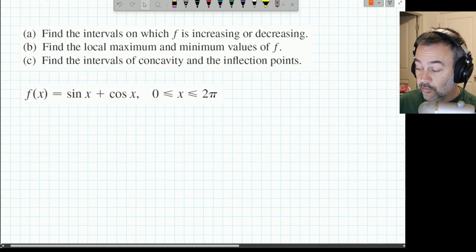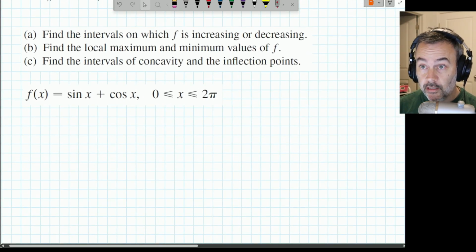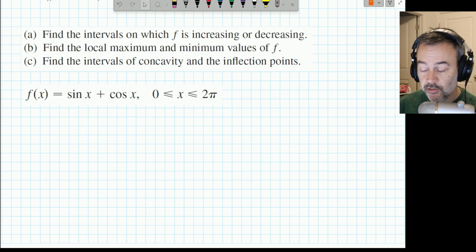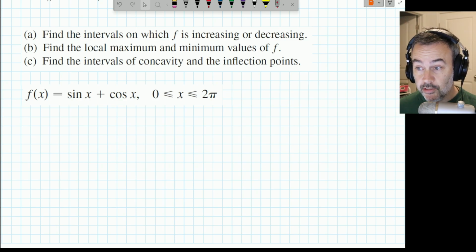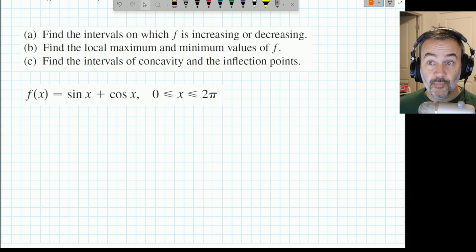Okay, so the goal here is to find the intervals on which f is increasing or decreasing for the function that's shown below. Find the local max and min values of f, and find the intervals of concavity and the inflection points. Just so that I can explain some different concepts, I'm actually going to do these parts out of order, and you'll see why in a second.